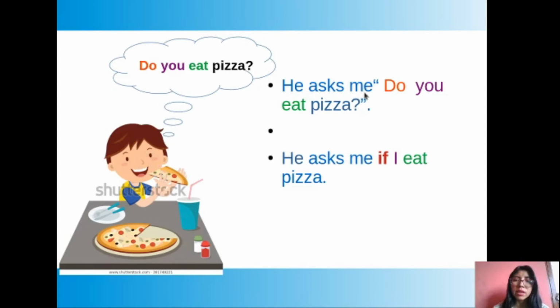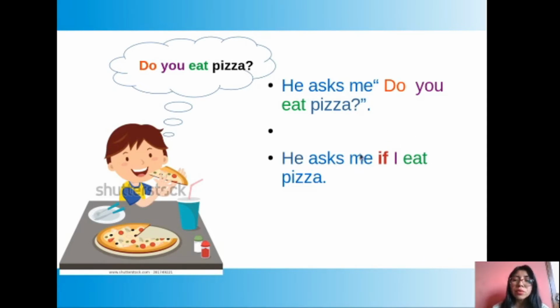He asked me, do you eat pizza? So I have to copy the exact words. Yo copié las mismas palabras que él preguntó, la misma pregunta, in order to report in indirect speech. He asked me if I eat pizza.